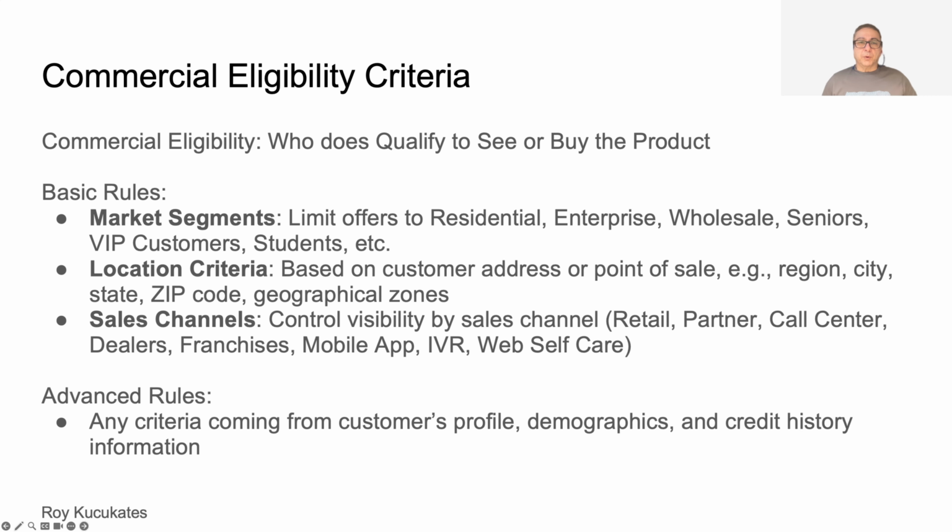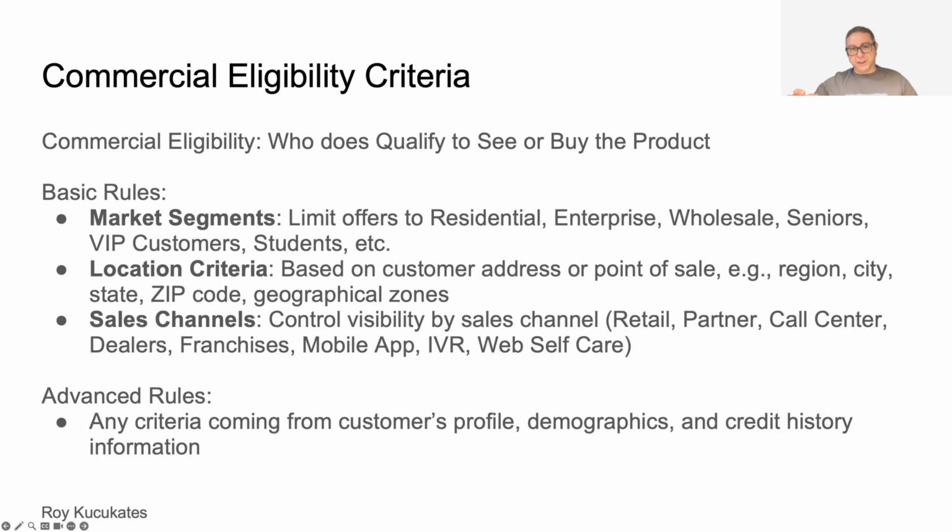Let's start with the commercial eligibility. The commercial eligibility defines who qualifies to see or buy, purchase the product. Basically, it has three criteria, but these are the basic ones as TM Forum defines, like the market segments to limit the offers to residential, enterprise, wholesale, seniors, or different types of segments of customers. The second criterion is the location based on the customer's address or point of sale.